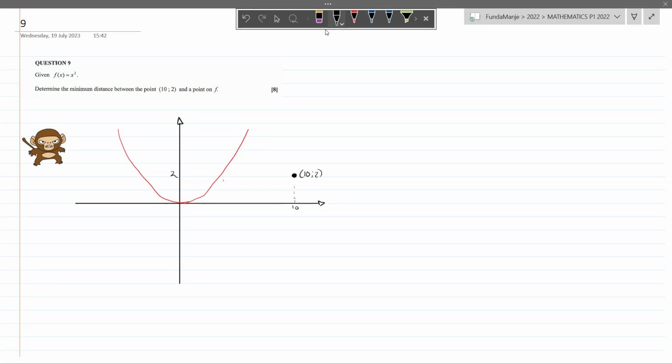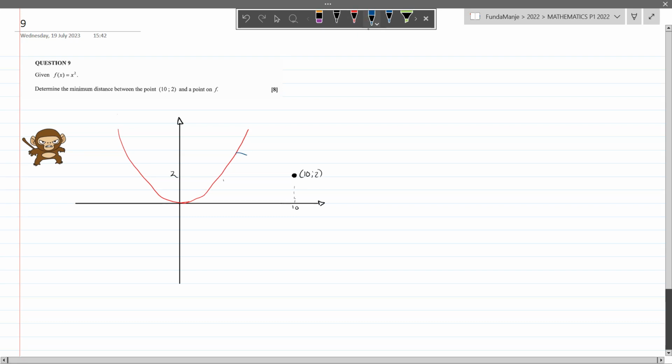Okay, then we have question 9. It says given f of x is equal to x squared, determine the minimum distance between the point (10, 2) and the point on f. So I've illustrated that point over here with the dot, and we need to find the minimum distance from this point to our function. So that could be somewhere like this.